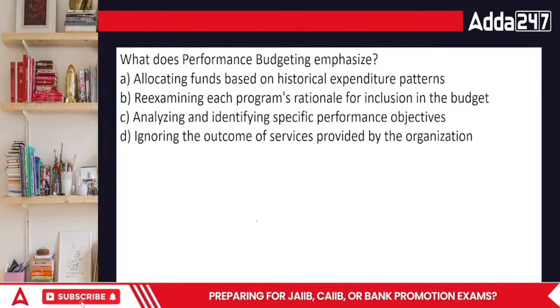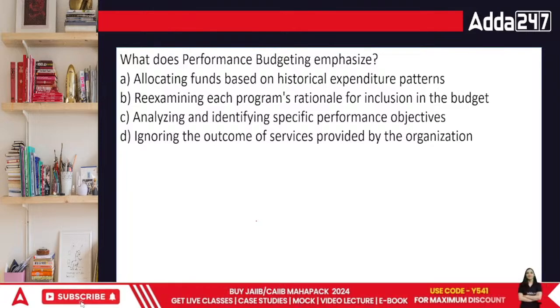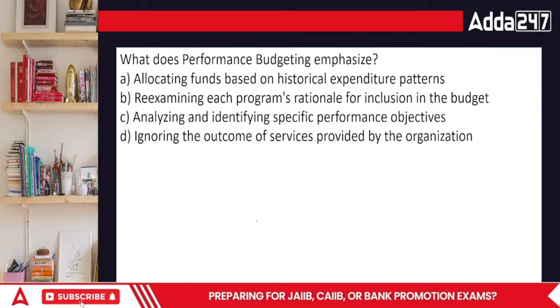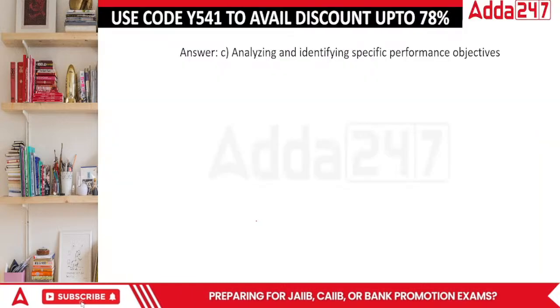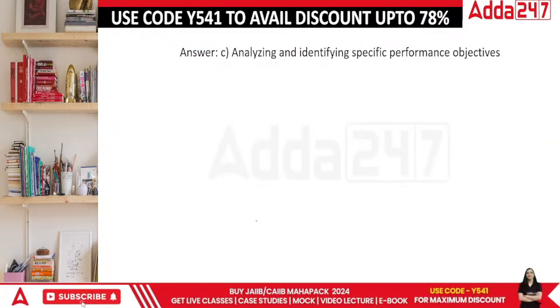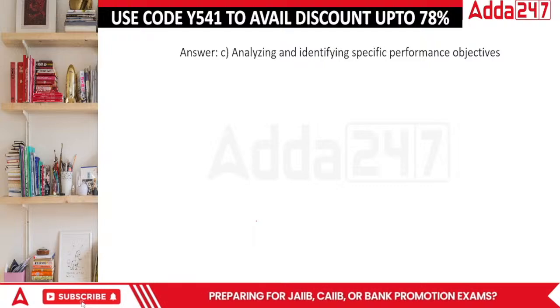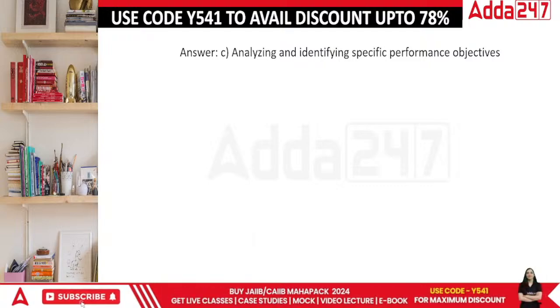Re-examining each program rationale for inclusion of the budget, analyzing and identifying specific performance objectives, or ignoring the outcome of the services. The answer would be analyzing and identifying specific performance objectives. We are going to see the objectives. We're going to analyze the specific performances related to that particular part. We're going to study that part deeply.